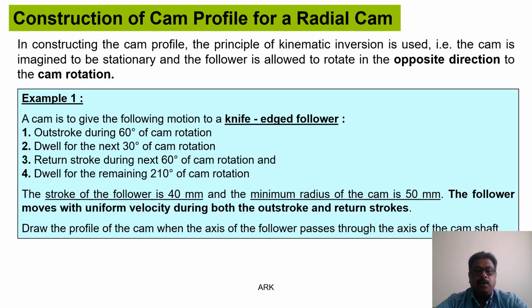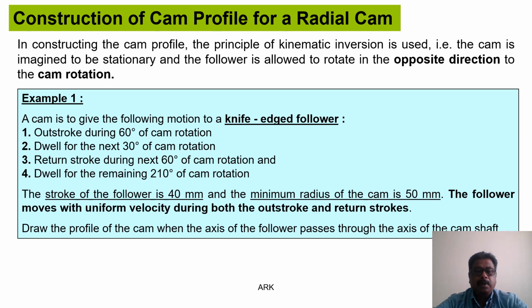Now we can see how to construct a cam profile for a radial cam. In constructing the cam profile, the principle of kinematic inversion is used, that is, the cam is imagined to be stationary and the follower is allowed to rotate in the opposite direction to the cam rotation.